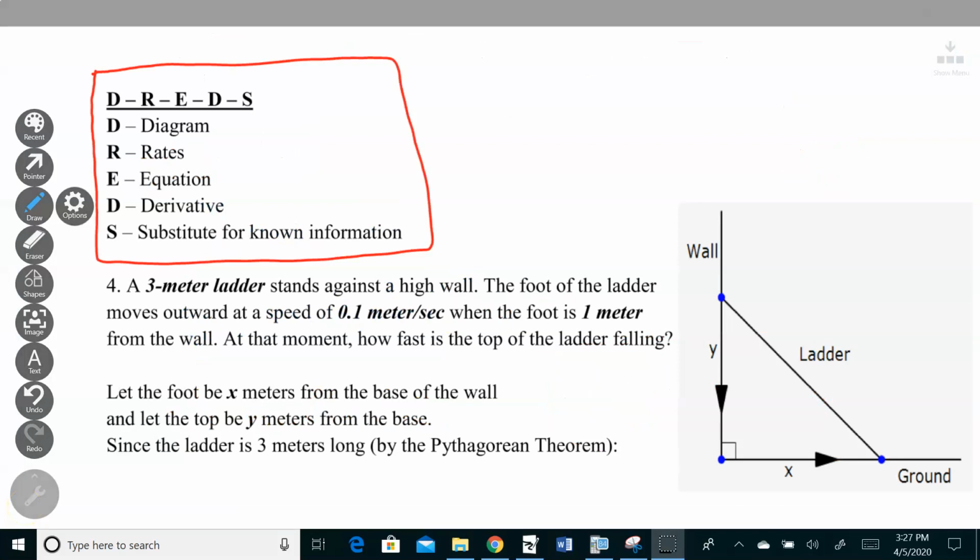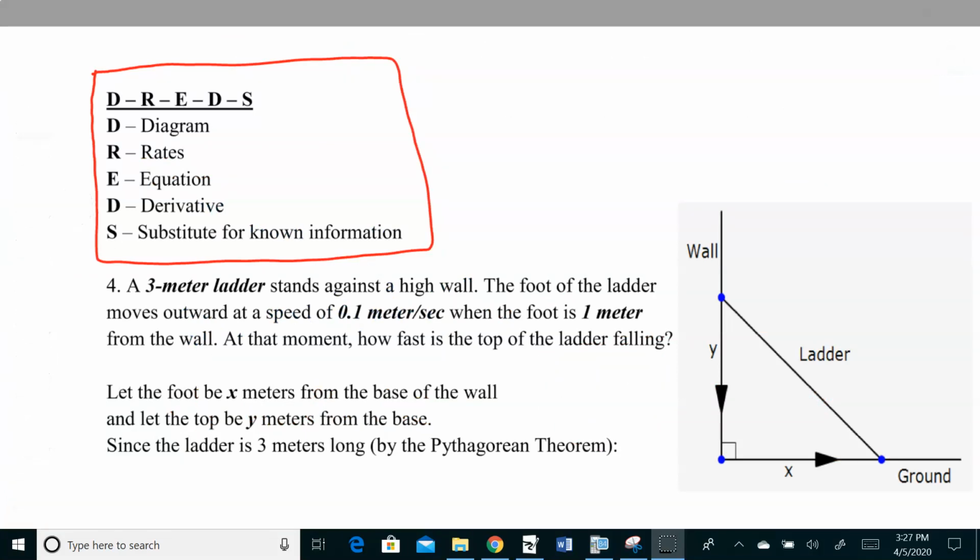Okay, for related rates, when we have these word problems, I gave this acronym DREDS, D-R-E-D-S. Draw a diagram, figure out what the rates are, figure out what equation you have to use, take its derivative, and substitute for what you know. This is what I'm going to do every single time I have a word problem. Sometimes I give you the drawing, sometimes you have to draw it yourself.